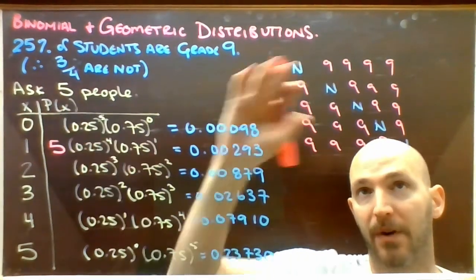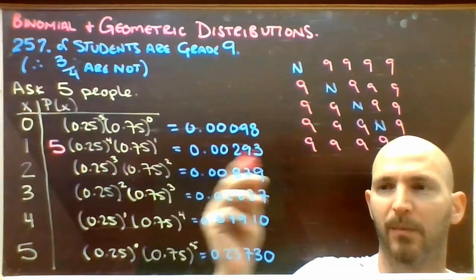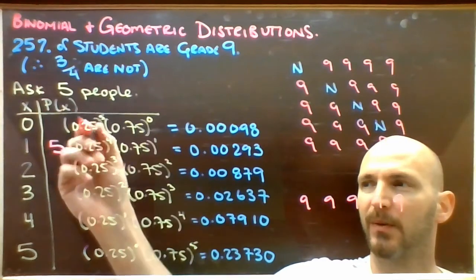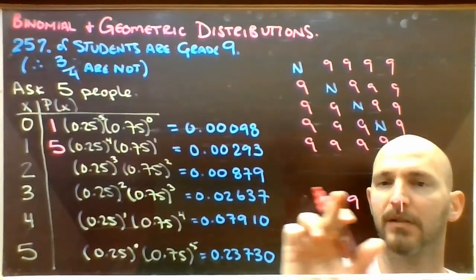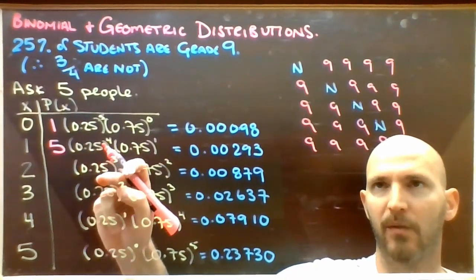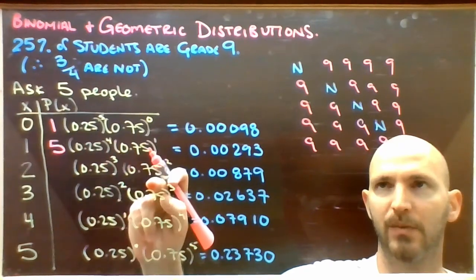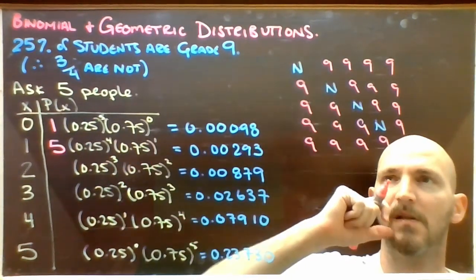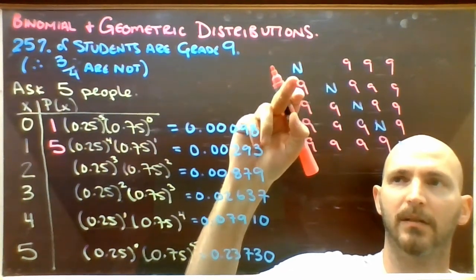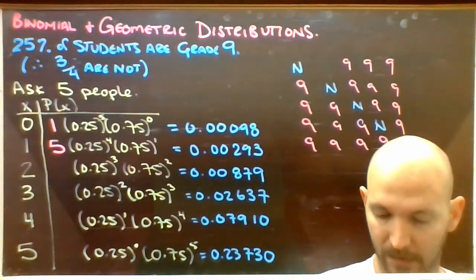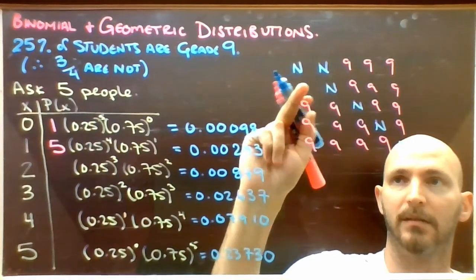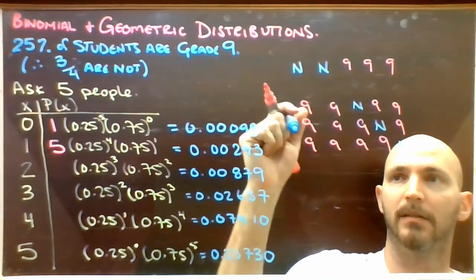This one here, where they're all grade 9s, well, there's only one way to write that. He's a 9, he's a 9, he's a 9, he's a 9, he's a 9. There's only one way to write that out. So there's only one way for this one to occur. For this one, I've only got 3 9s and 2 non-9s. So they could have been like this. They could have been like this.